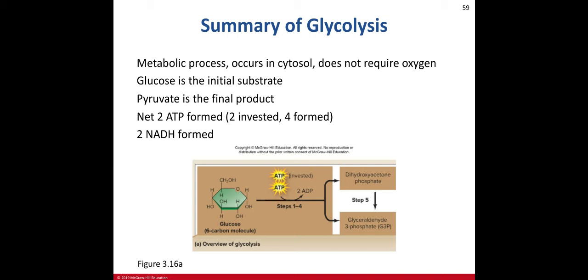Again, here we've got this process occurring in the cytosol. It does not require oxygen. You start with glucose, you end with pyruvate. You're going to be using 10 different enzymes, and it's going to end up with putting 2 ATP in to start, making 4 through these processes. So you make a net total of 2 ATP and 2 NADH.